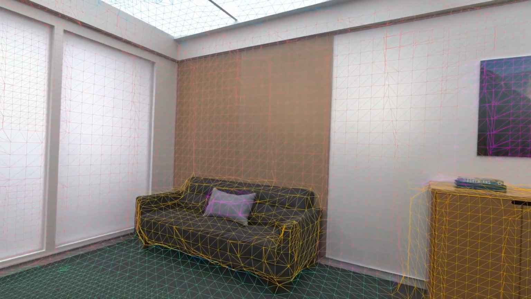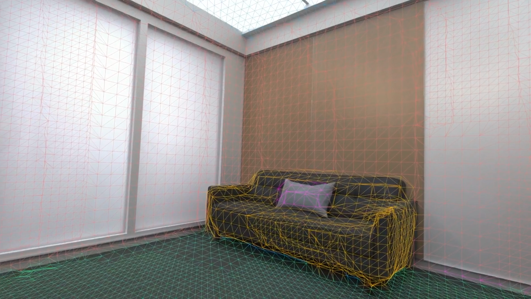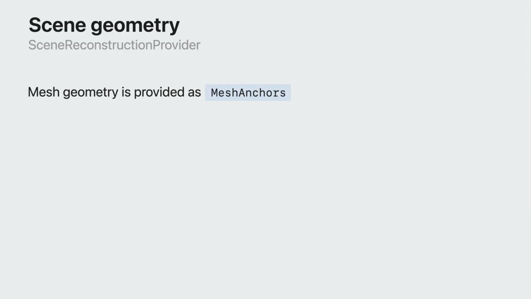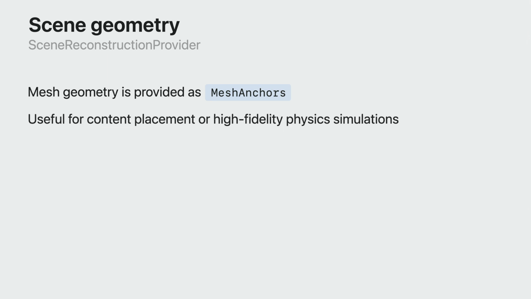Scene geometry provides anchors containing a polygonal mesh that estimates the shape of the real world. The type of data provider that scene geometry uses is called scene reconstruction provider. As ARKit scans the world around you, we reconstruct your surroundings as a subdivided mesh, which is then provided to you in the form of mesh anchors. Like plane anchors, mesh anchors can be used to facilitate content placement. You can also achieve higher fidelity physics simulations in cases where you need virtual content to interact with objects that are not just simple flat surfaces.